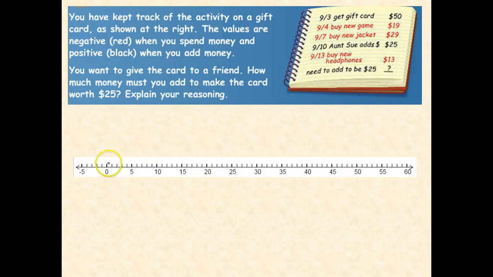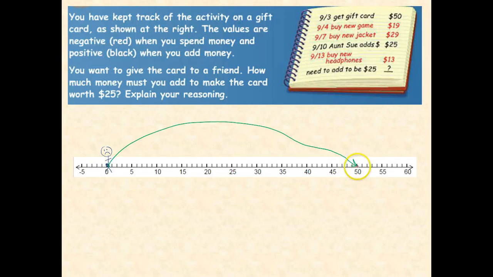Well, let's see. We start off with nothing. So here we are with nothing. Next, I get a $50 cash card. Sweet. So boom. Now I'm up here at $50.